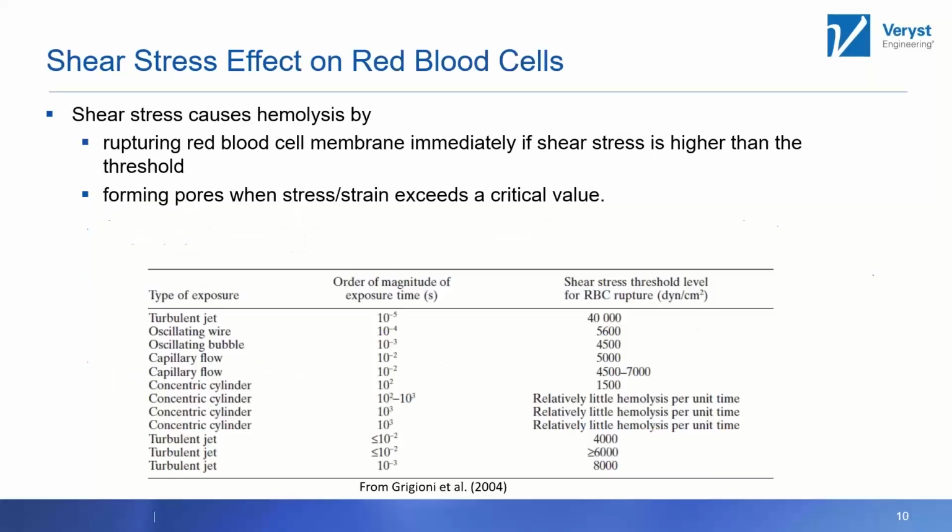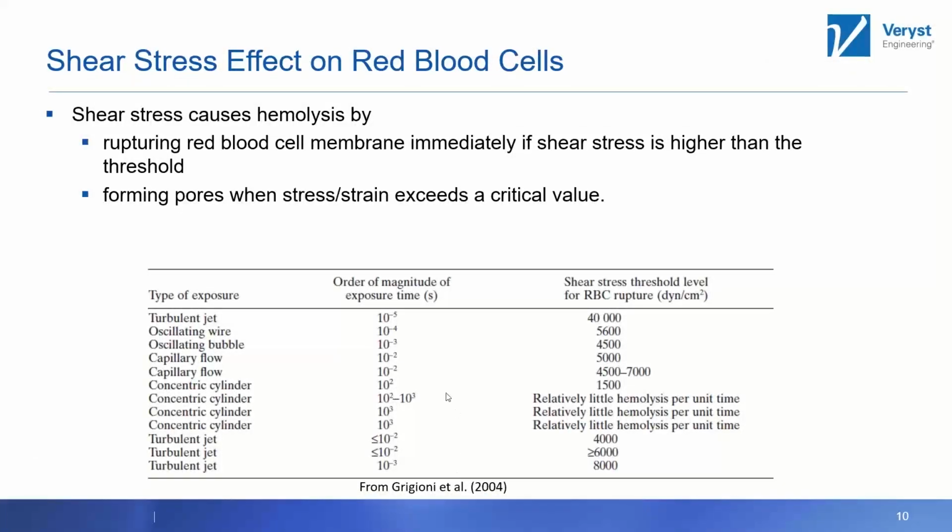Okay. So, shear stresses are known to affect red blood cells and rupture them. If the shear stress that a red blood cell is experiencing is higher than a threshold value, the red blood cell will immediately rupture.